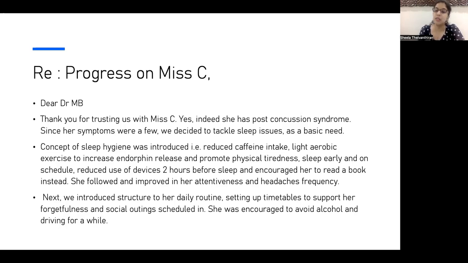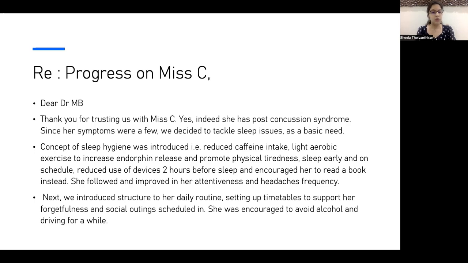We decided to tackle sleep issues first because that was a basic need. Okay, the concept of sleep hygiene was introduced. So what's sleep hygiene? Reduce caffeine intake, maybe to just 1 cup and nothing after 6 p.m. Okay, light aerobic exercises like we talked about earlier to promote physical tiredness, so she will want to sleep. Sleep early and on schedule. Reduce the use of devices at least 2 hours before sleeping. Encourage her to read a book instead, because reading a book makes it easier to doze off.